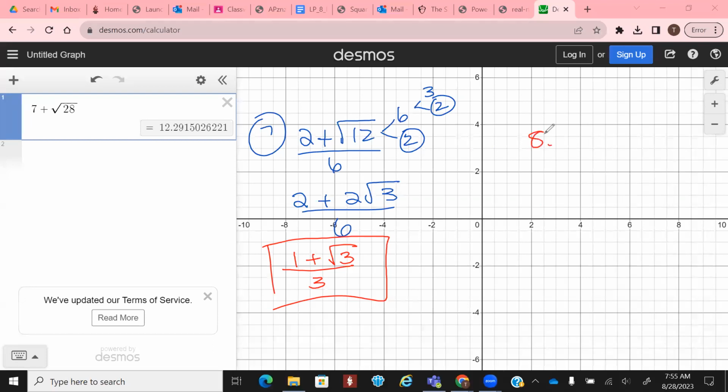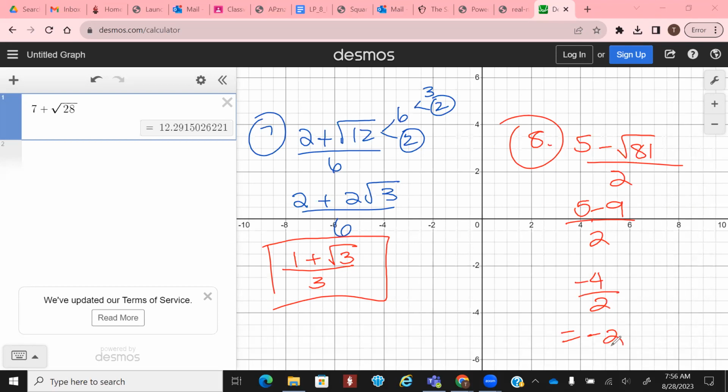On number 8, we have something very similar. Can we take the square root of 81 though? So square root of 81, 9. So this is going to be 5 minus 9 divided by 2. Well, what's 5 minus 9? -4. A -4 divided by 2. So sometimes this turns into a whole number, okay? And sometimes it does not.